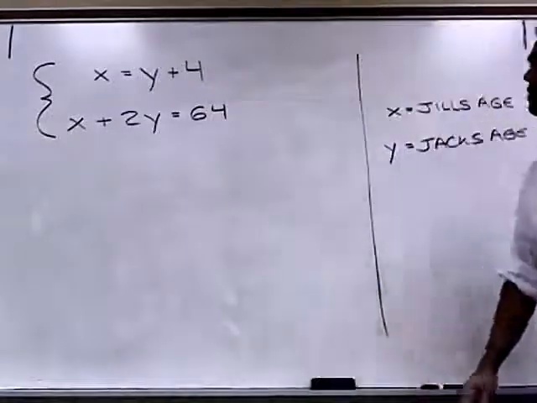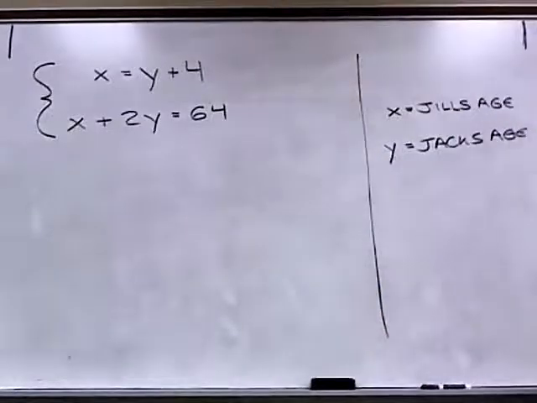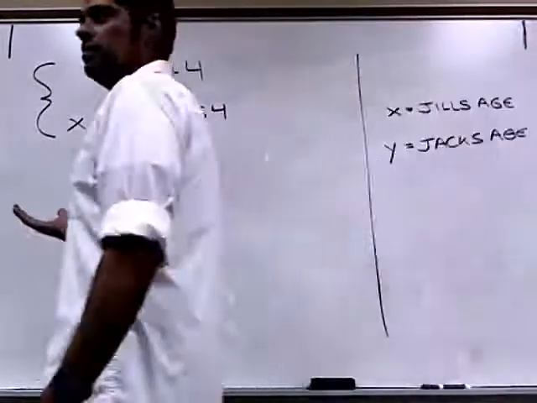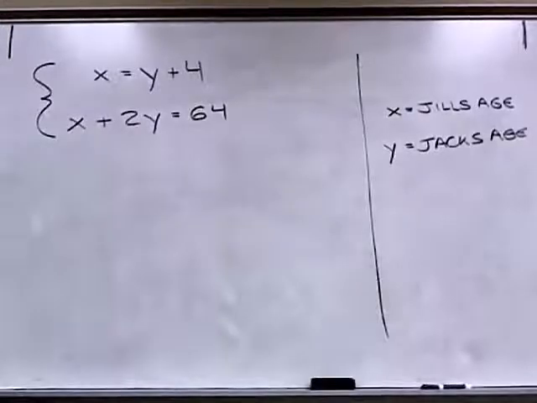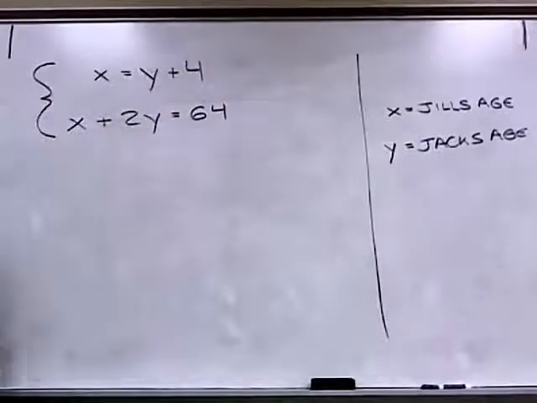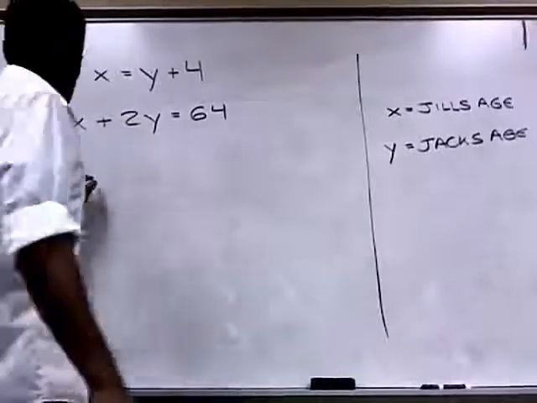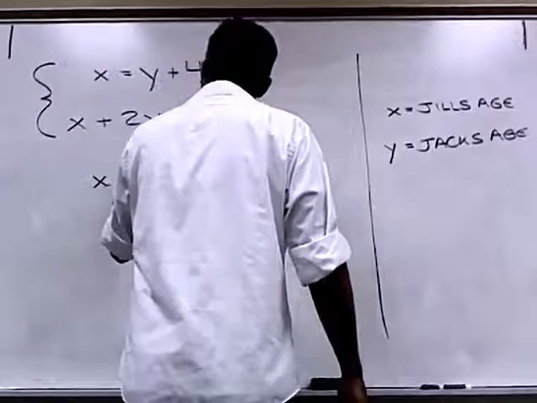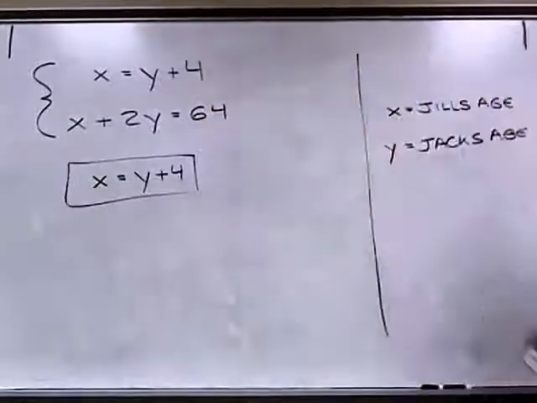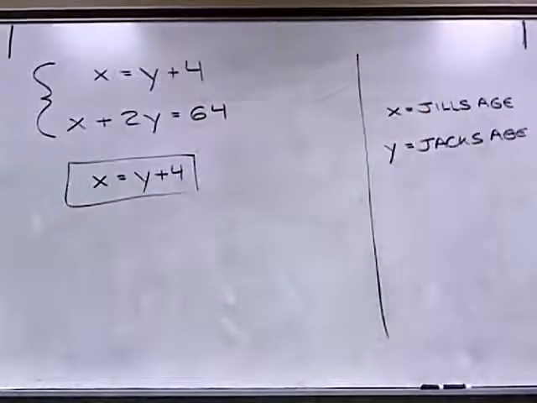What's the first step for solving a system of equations? Pick one of the variables and solve for it. But it's already done, I mean, we already have the first equation solved for x, don't we? So I don't even have to do that step. All I have to write is x equals y plus 4. I know that from the first equation. Now I try to use the other equation to get what y is.